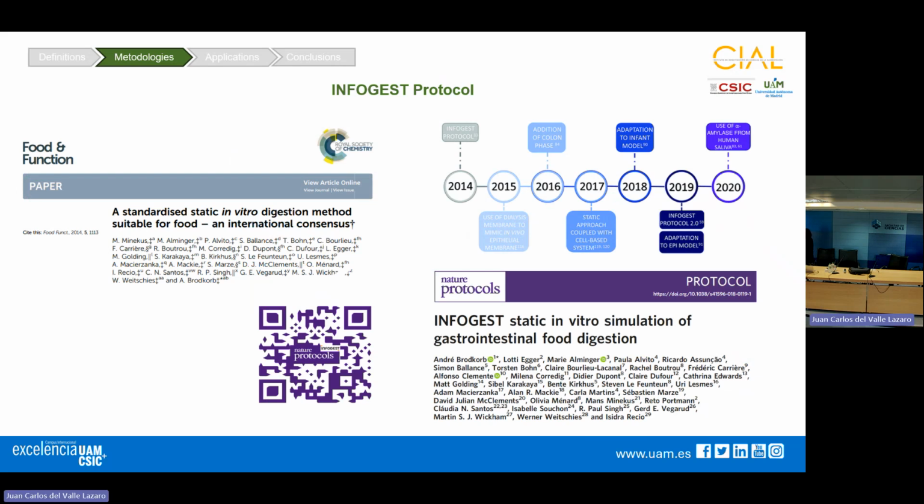So starting with the protocol, the InfoGest network started in 2010 as a COST action. You might know that COST actions are European projects that fund networks between researchers, and the question that they wanted to answer at that time in 2010 was, can we standardize a protocol to run digestion, right?